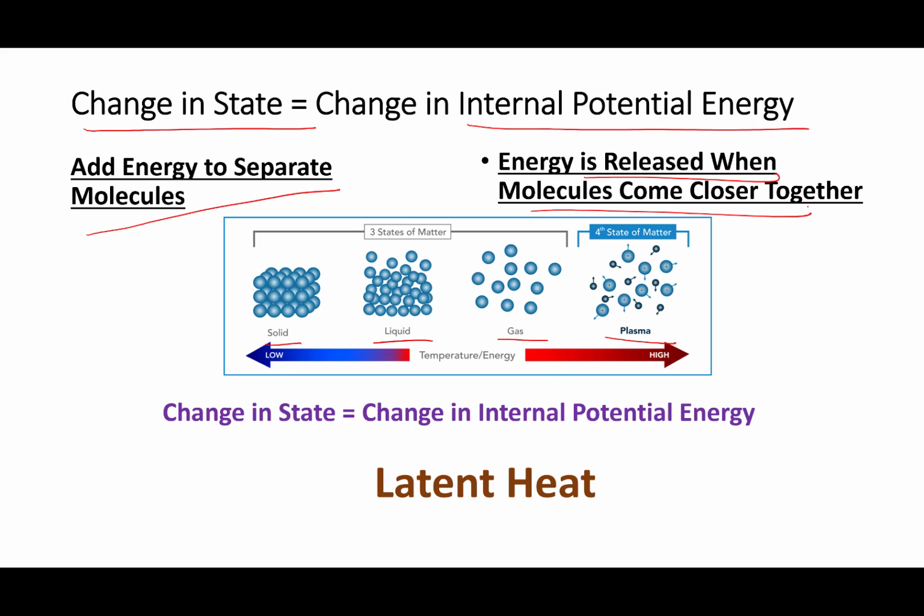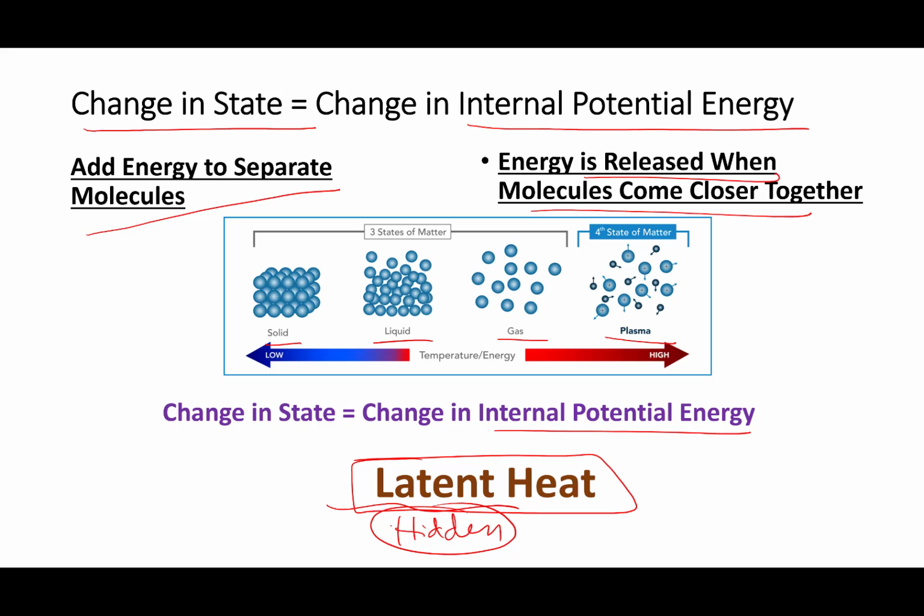Now, that change of internal potential energy has a name, and that name is latent heat. The word latent means hidden, and so this is sort of hidden heat. If you had a latent talent for baseball or a latent talent for playing the piano, maybe that was a hidden talent that you didn't even know you had. That's what we mean when we talk about latent heats. These are heat that is hidden just in the state of the material.